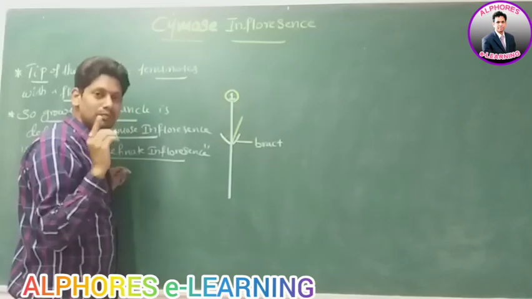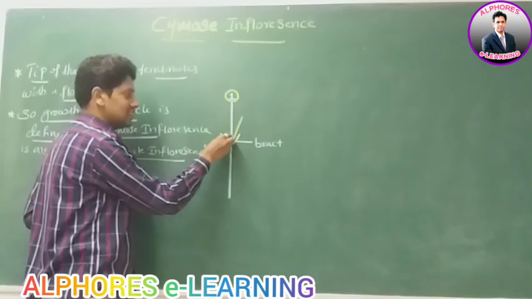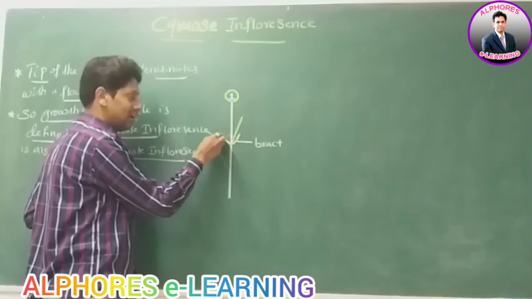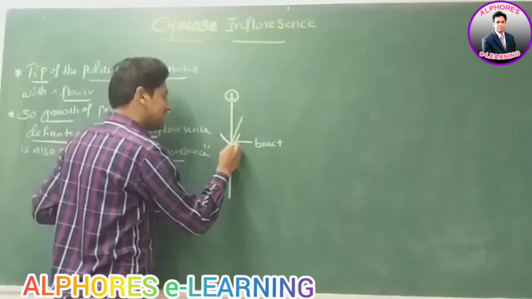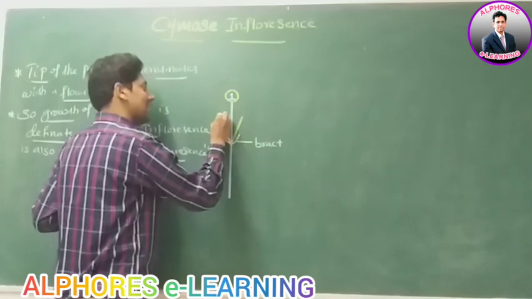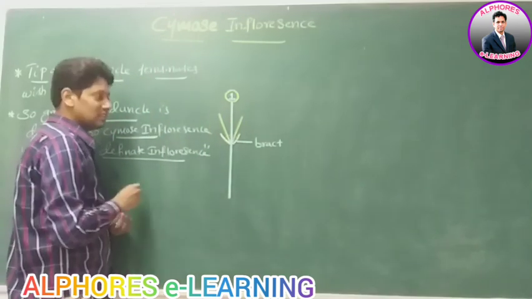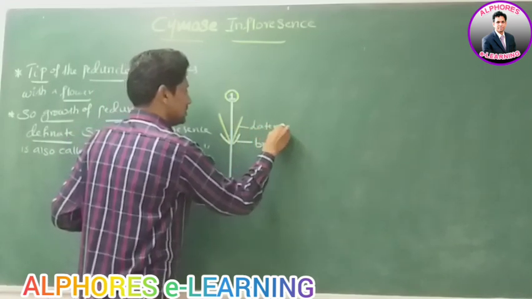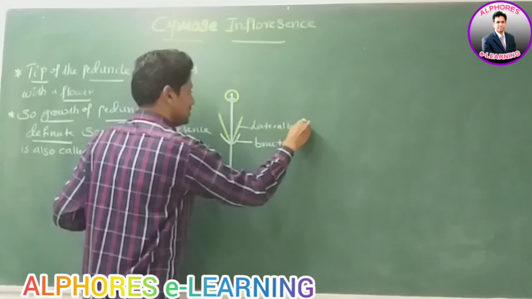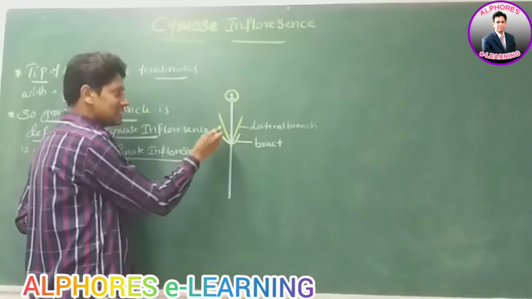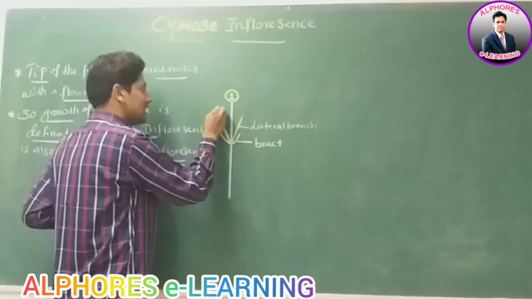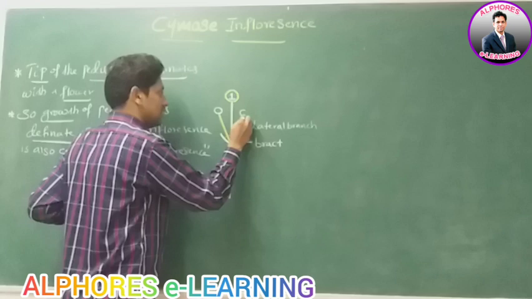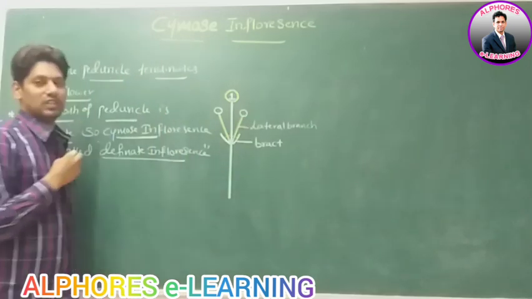one lateral branch develops. This is the axil of a bract. From the axil of each bract, one lateral branch develops. This is a lateral branch. This lateral branch terminates with a flower.